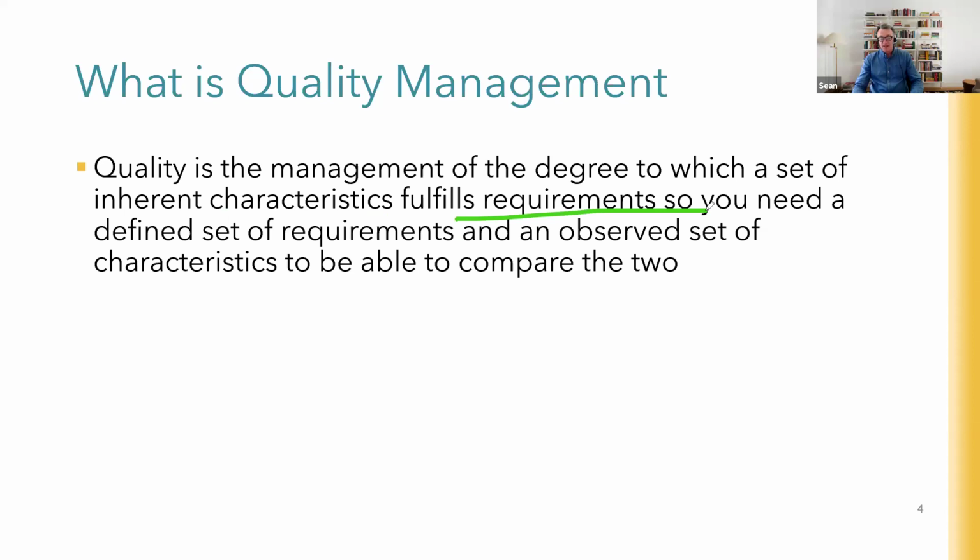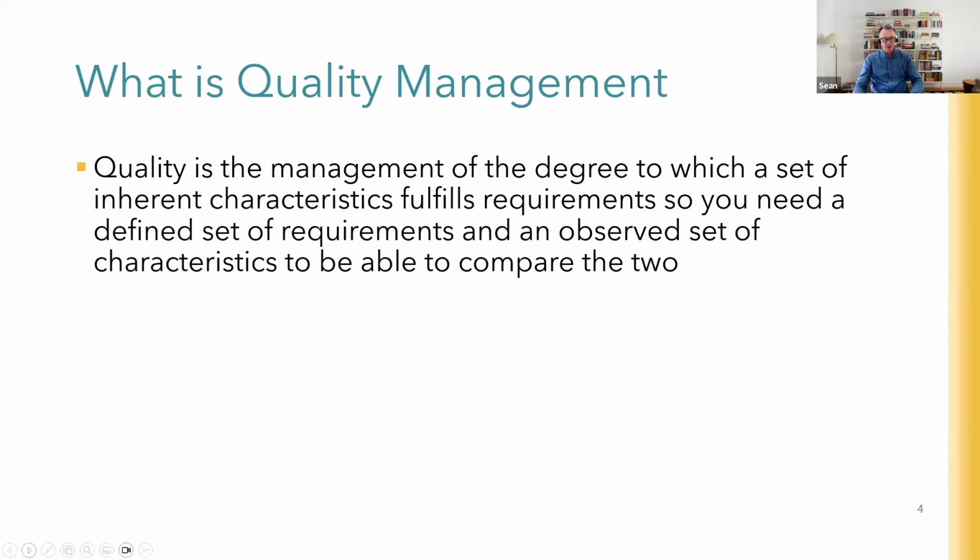So if you set a particular set of requirements that aren't great, but you can observe that happening, that is the definition of quality according to you. Quality, although we like to think it's some sort of objective concept, maybe good or perfect or something like that, is really what your definition is. Obviously the client, the user, and any other stakeholders will have their own definition as well, so make sure you check with them. But as long as you recognize that it's the management of the degree to which a set of inherent characteristics fulfills requirements, you need a defined set of requirements, and you need to be able to observe and measure a particular set of characteristics, and if they're equal, that's quality.